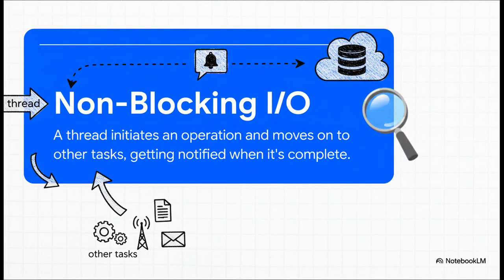And that is the whole idea behind non-blocking I/O. The thread, our little worker, kicks off a task, but instead of waiting, it immediately moves on to the next job. It basically tells the system, hey, go get this for me, and just ping me when you're done. It doesn't wait, it delegates.